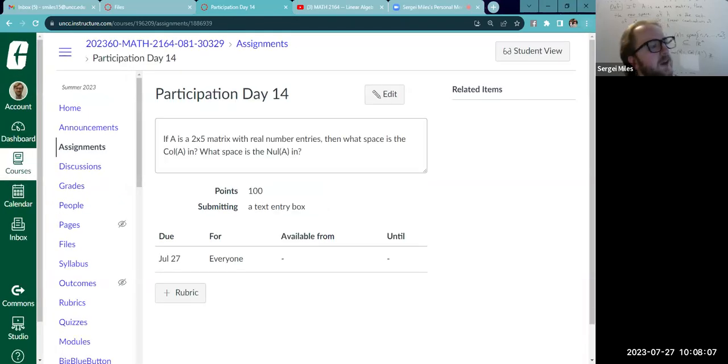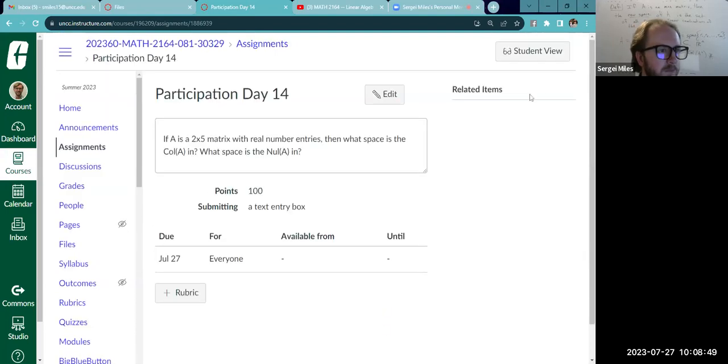All right. And we're told if A is a 2 by 5 matrix with real number entries, then what space is the column space of A in? What space is the null space of A in? Well, first of all, remember, what is the null space? Null space is a set of inputs. It's the set of x's. Well, if you have a 2 by 5, your x's must have 5 entries. Well, if your x's have 5 entries, your null space is inside of R5. Well, then what's the column space? It's the set of outputs. So it is inside of R2. So we can answer here.